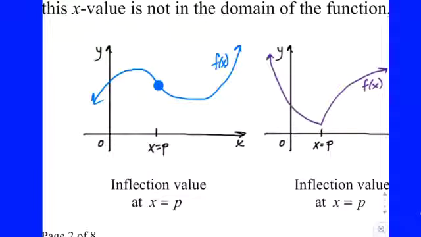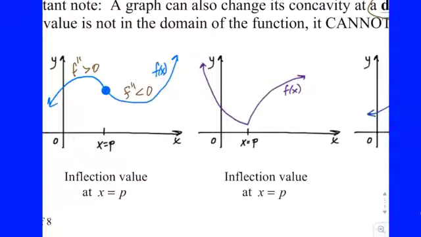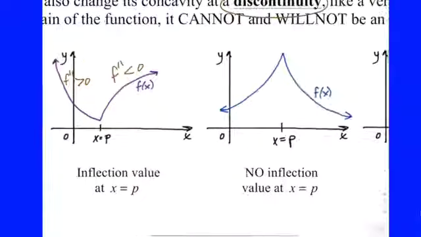So here's an example. Inflection value, this goes from concave up to concave down, right? So the second derivative goes from positive to negative at x equals p. Here's another inflection value at x equals p. The second derivative goes from positive to negative. Notice that one kind of looks like a shark fin upside down, but that's a change in concavity.